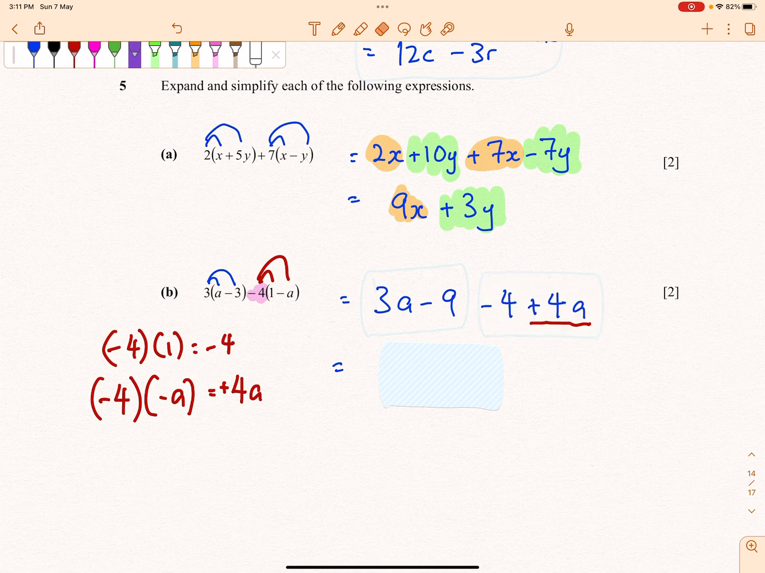And finally, you have the final answer. So I want to group the like terms together. So let's go. 3a plus 4a will give you 7a. And minus 4 minus 9 will give you negative 13. Alright, so please circle the terms and press this into your calculator.